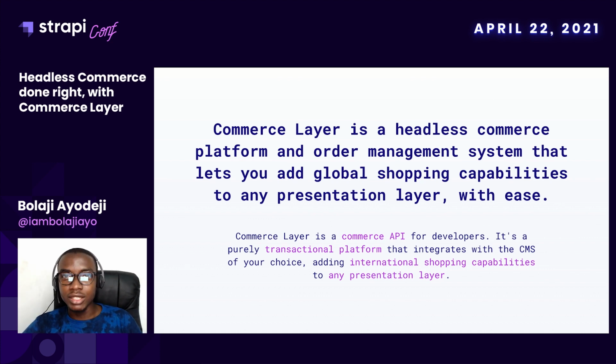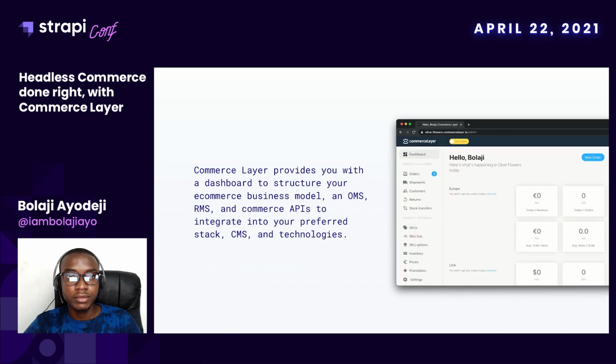And what this means is Commerce Layer is a commerce API for developers. We provide you with tons of APIs that you can use to supercharge your headless commerce platform. It's purely transactional. We manage all the transactional data and functionality of your platform, and you can integrate with any CMS of your choice, like the amazing Strapi, and add international shopping capabilities to any presentation layer. You can handle all your transactional functionalities on Commerce Layer, integrate with the best tools you use, the best of breed CMS you use, and you can now make your content, or rather your products, shoppable on a global scale.